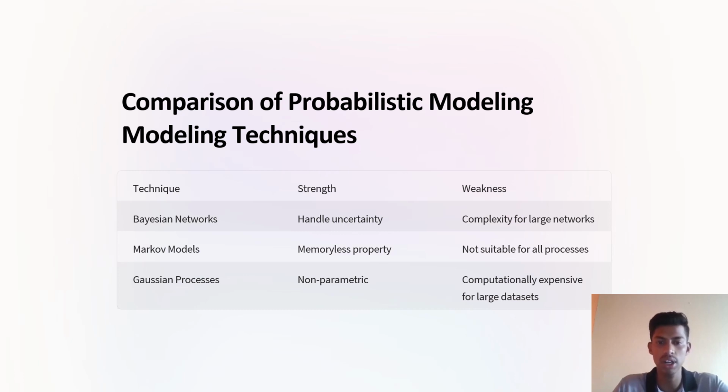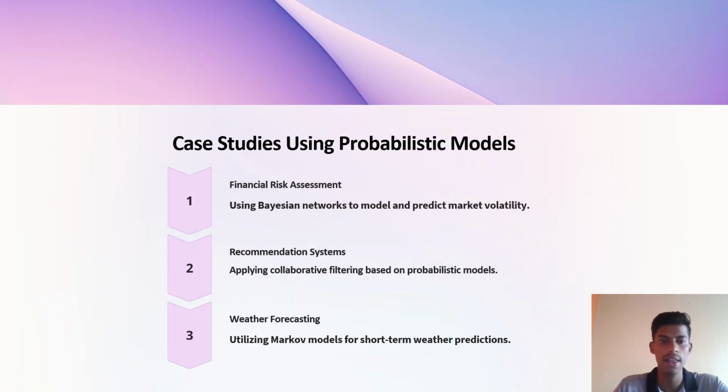Markov models have the memoryless property. As I said, we cannot predict the next state without the present one, so they are not suitable for all processes. The third one is Gaussian models, which we didn't explain about, so we will try to cover that in our next session.